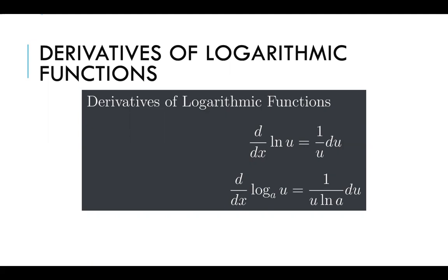Then the derivative of logarithm of u base a is equal to 1 over quantity u ln of a, where a is the base of the logarithm, du. As we can see, we have the a. If we replace it with e, or the Euler's constant, it will become the derivative for ln a. And ln of e is equal to 1, which is why the ln a is removed on the first derivative.